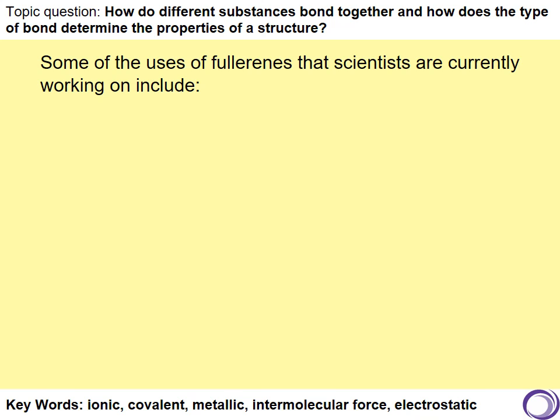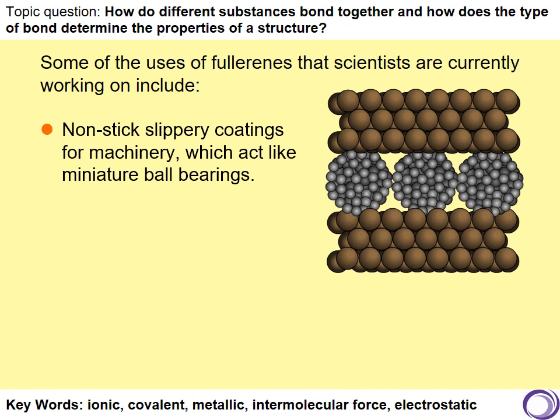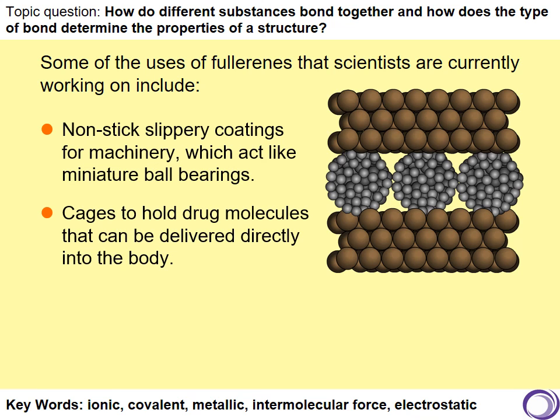Fullerenes are a really exciting area of science that's currently having lots and lots of research in. Scientists believe there will be many, many uses for fullerenes, and here are some of the ones that they've come up with already. So, they use them to make non-stick slippery coatings for machines. Fullerenes are round like balls, so they will roll, which makes them good for lubricating things. They can be used as cages to hold drug molecules.